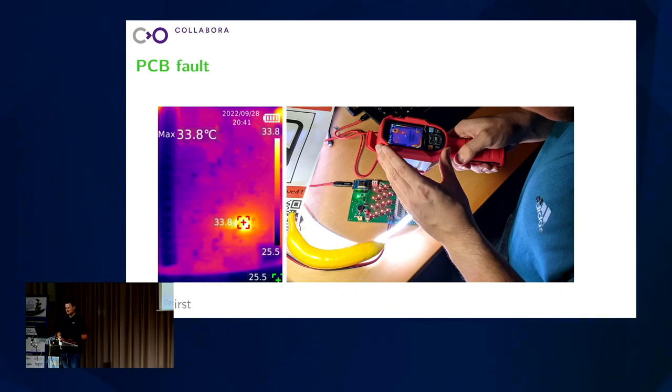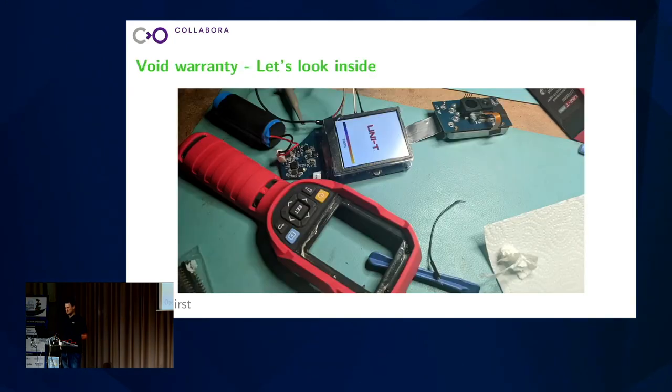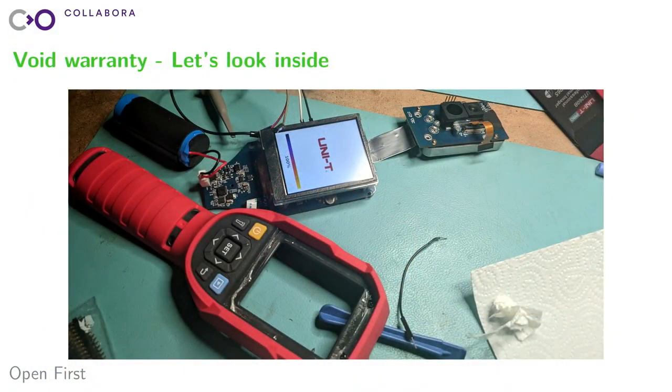That auto scales, and you cannot disable that feature, which means if you move the camera around, the colors are changing all the time, which sometimes is useful, sometimes it's really annoying. So my idea was, let's try to replace this, which first of all meant I had to open it up and look inside. Let's see what I got.